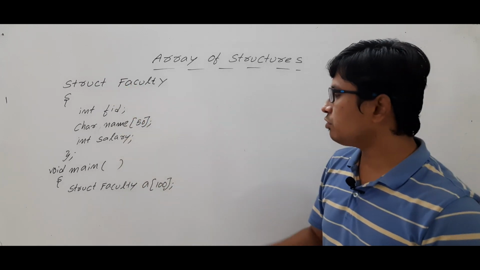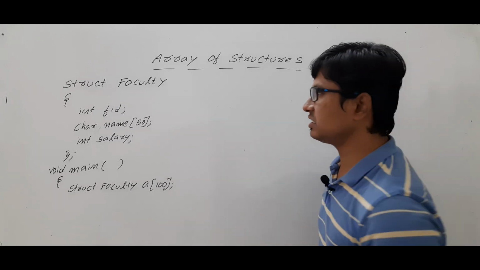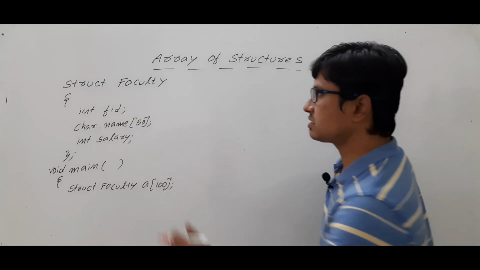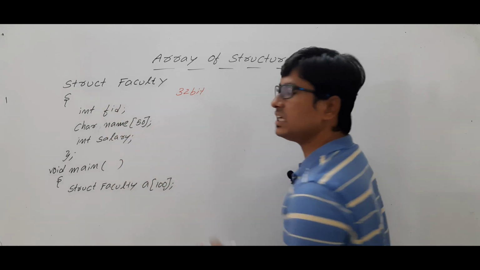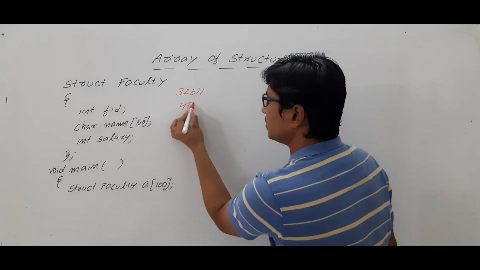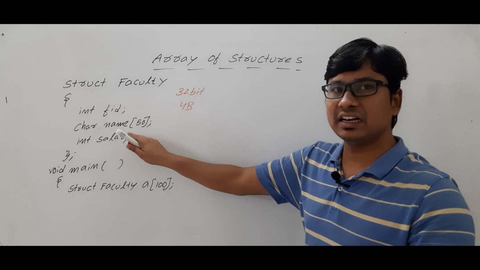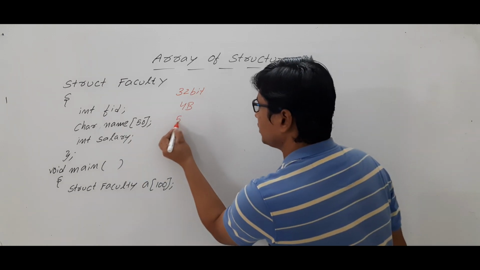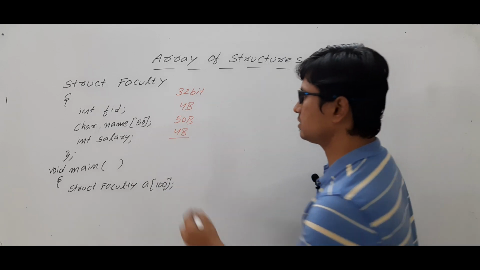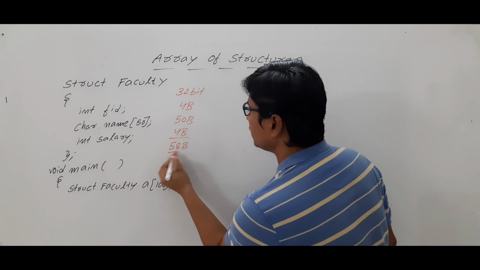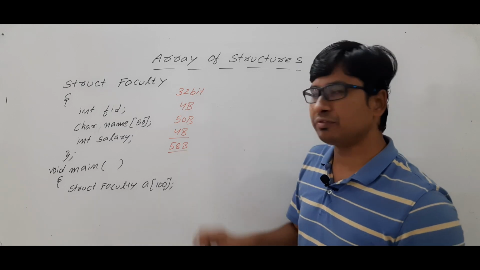Now look here. What will be the size of this array A? You know that one variable of a structure will occupy a certain number of bytes. Let's take that you are running this program on a 32-bit compiler, and you know that one integer will occupy 4 bytes of memory. One character will occupy 1 byte. Now you have a character array of size 50, so it will be 50 bytes. And again salary is an int, so it will be 4 bytes. So it will be 58 bytes for one variable. One variable of this structure called faculty will occupy 58 bytes.